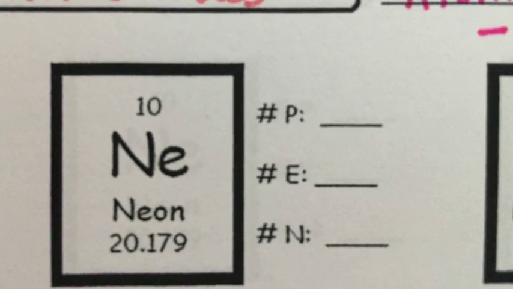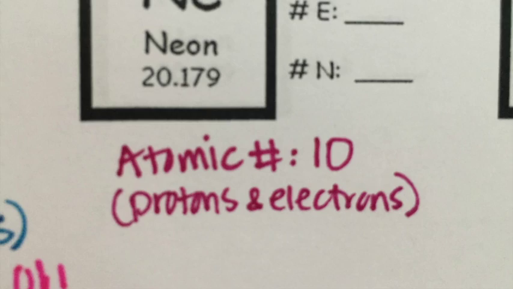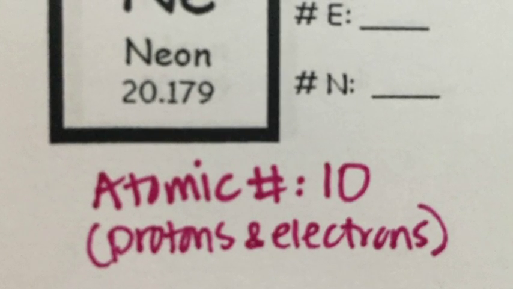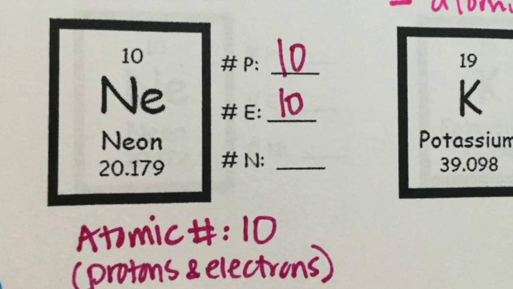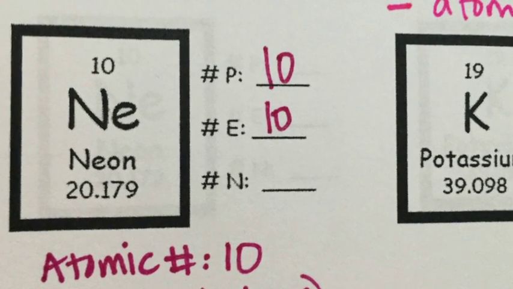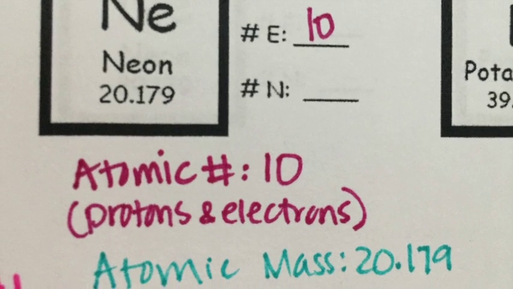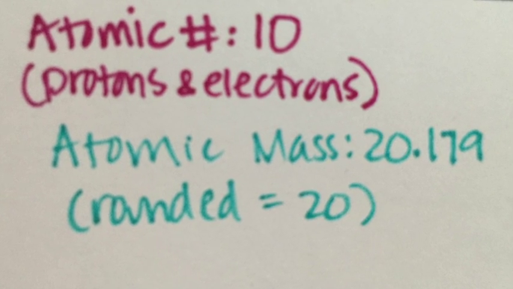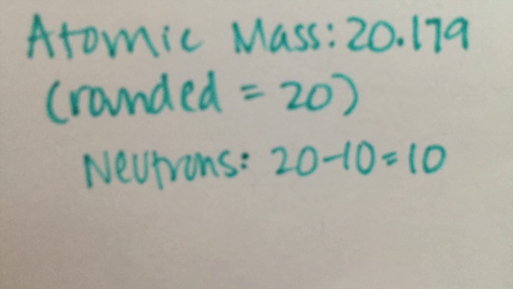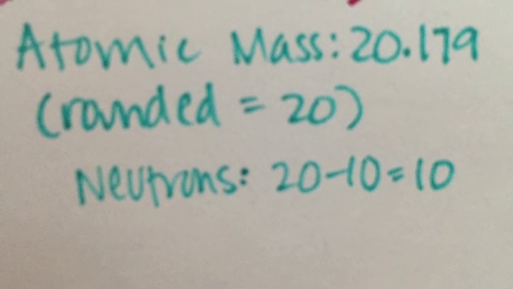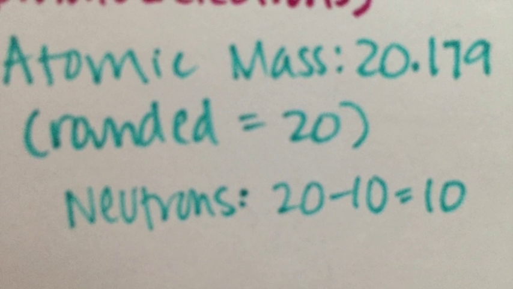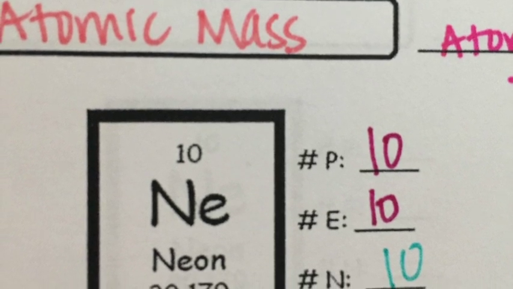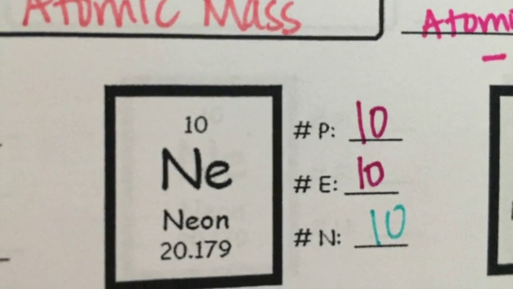Let's do another example with neon. Here's our periodic table square. And you can see our atomic number for neon is 10, which means that's how many protons and electrons we have. So for our number of P and number of E, we can fill in the atomic number of 10. We can look at the atomic mass on the periodic table square is 20.179, and that's going to round to the nearest whole number of 20. So to find the number of neutrons, we're going to take our atomic mass rounded, 20, and subtract our atomic number, 10, to give us 10 neutrons. And we can write our number 10 in the number N line up above.